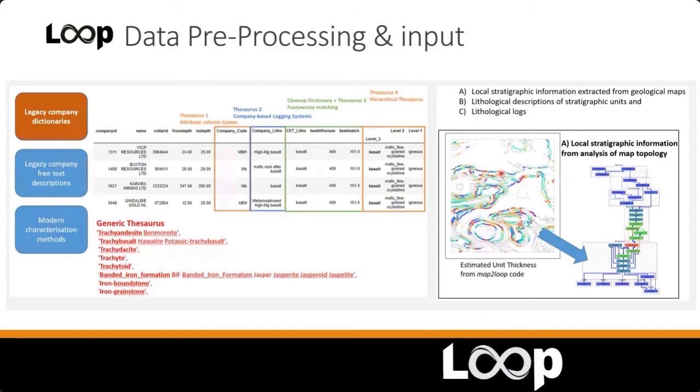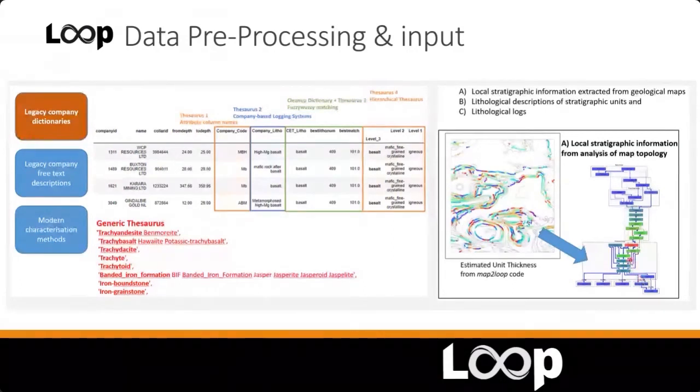We can't model, at least at the scale of the state, for example, or at the scale of the Hamersley Basin that is represented here, we cannot build lithological models. They have to be stratigraphic models. And so, combining this kind of thesaurus with the automatic analysis of the map, you are actually able to redefine a stratigraphy and look at the different relationships between the different formations, supergroups, et cetera.